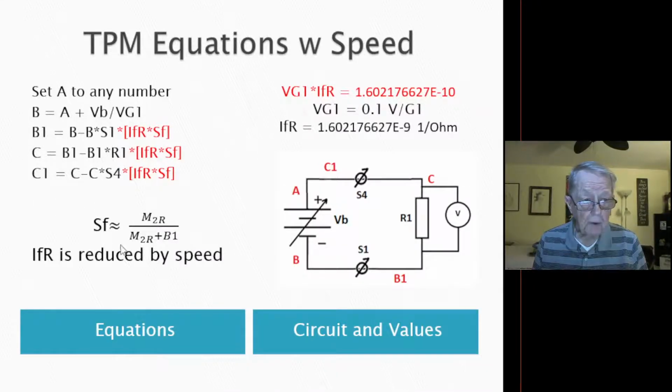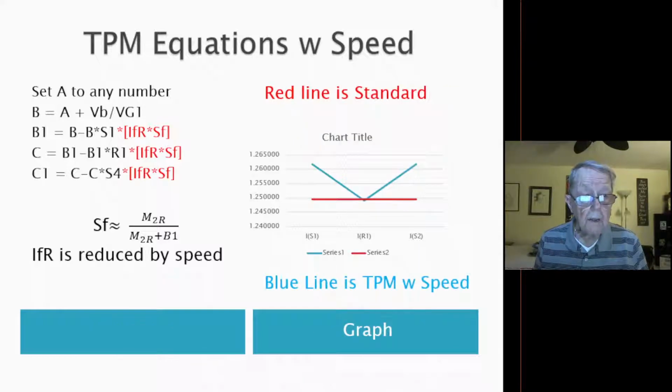The speed factor, I went over this in my last video. This is based on the M2 mass of the resistor or the sense resistor, plus the number going through it. And this will slowly let more through and reduce the number lost. If you reduce the number lost, you're reducing the voltage. If you reduce the voltage, the current drops. And this is the curve.